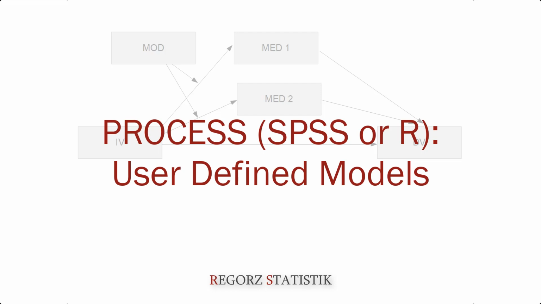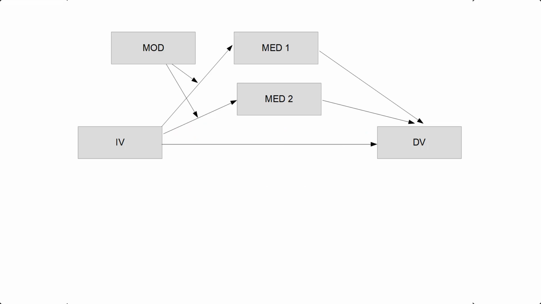You can use this with PROCESS for SPSS or with PROCESS for R. In both cases you need syntax, so you can't do this with the PROCESS menu for SPSS. But with SPSS syntax or R syntax, you can define your own models. We will start with this model. If you know PROCESS, maybe you realize this is PROCESS model 7, that is a moderated mediation with a moderated A path from the independent variable to the mediator, but it's PROCESS model 7 with two mediators.